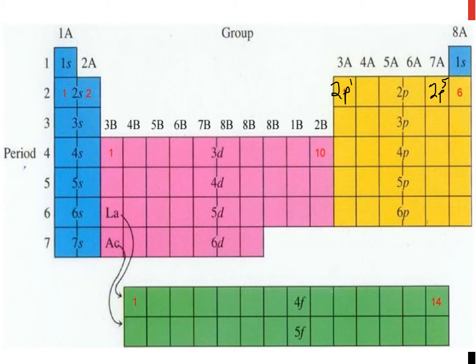But uranium's a bit different. Uranium is down here, 4 blocks over. Uranium lives on 5F Street. He lives 1, 2, 3, 4. So his address is 5F4.